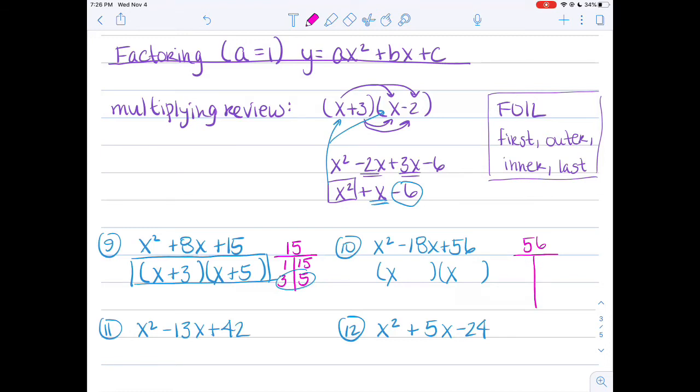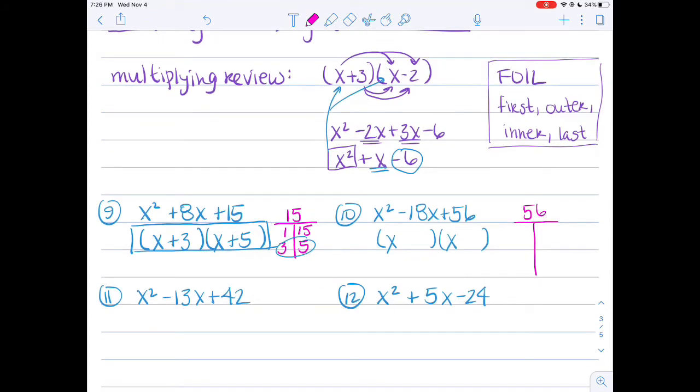All right, so I need numbers that multiply to be 56 but add to be negative 18. Well, the only way that can happen is if both of my factors are negative, because two negatives will multiply to be a positive, but they will add to be a negative. So as I create my t-chart, I want to use a negative 1 and a negative 56.